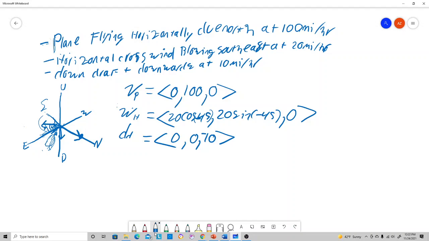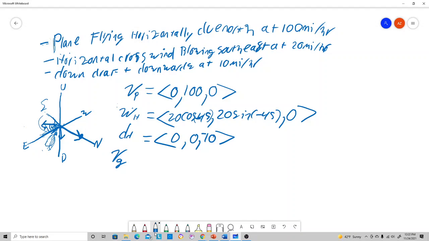So we can call our unknown vector v ground, the velocity as if you were on the ground. What would be the speed of that plane if you measure it? Okay, so how can we do that? Well, all we have to do is just add up all of those components to figure out our actual velocity.